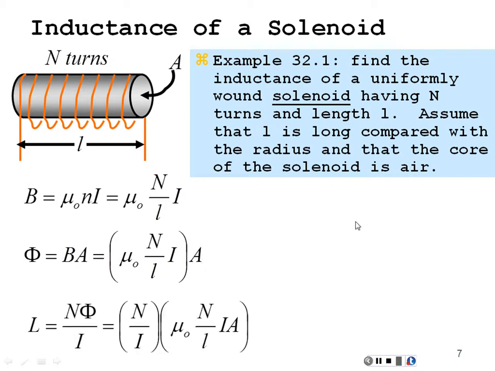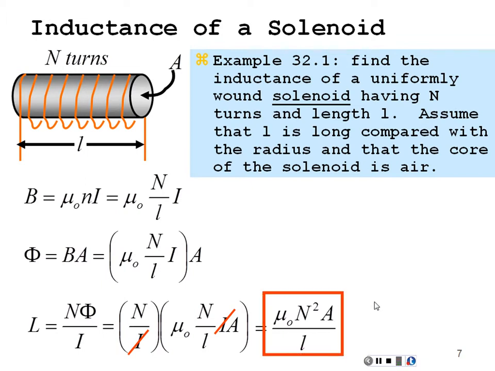And hence our self-inductance of the solenoid is the number of turns times the flux through one turn divided by I, where it's going to be n divided by I, the magnetic field mu naught n divided by L times I times A. We can see from this that the current will cancel out, and we have that the self-inductance of a solenoid is equal to mu naught, the magnetic permeability of free space, times the number of turns squared, times the cross-sectional area of the solenoid, divided by the length of the solenoid. That is the self-inductance of a solenoid coil.